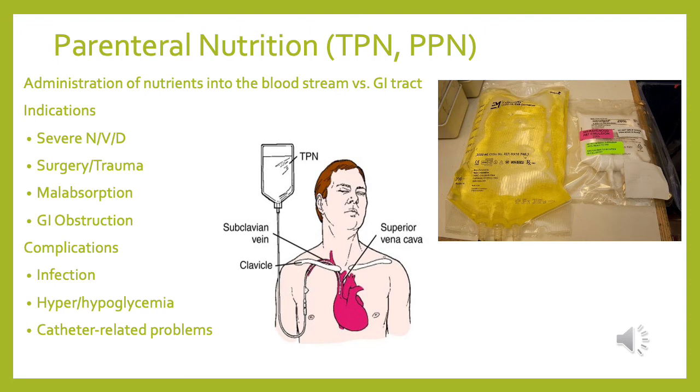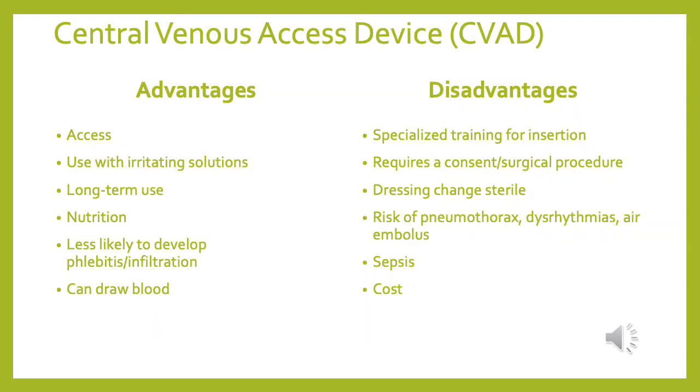And finally, the last common complication could be catheter-related problems, which we're going to discuss next. There are both advantages and disadvantages to using a central venous access device. The first advantage is the ease of access once it is established, especially when you have a client who has poor vessels. It can be used with irritating solutions. In addition to the TPN, there are other solutions that are harsh on small vessels, but the vessel holds up just fine when it's larger, like what's used for a central venous access.